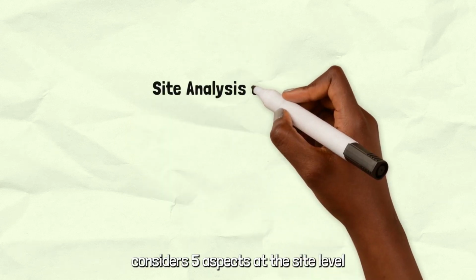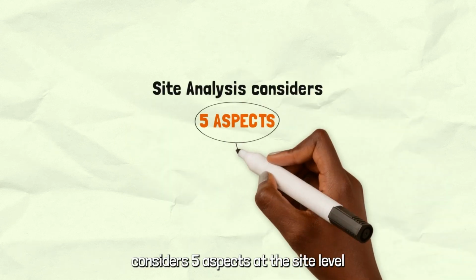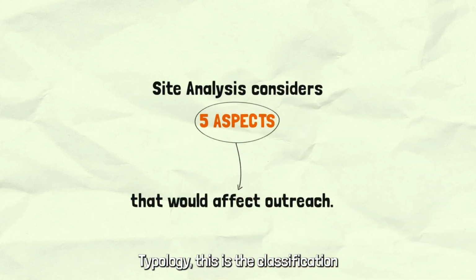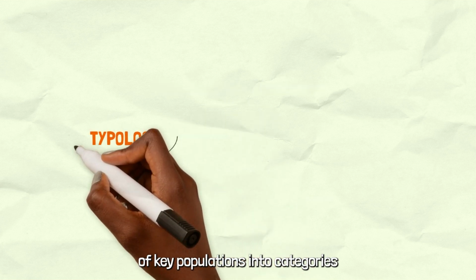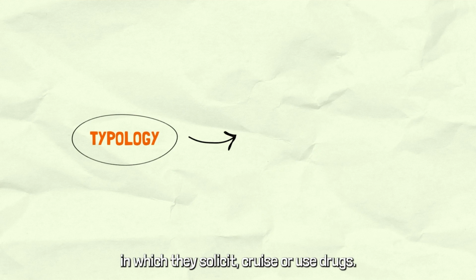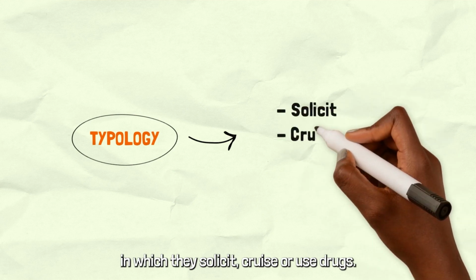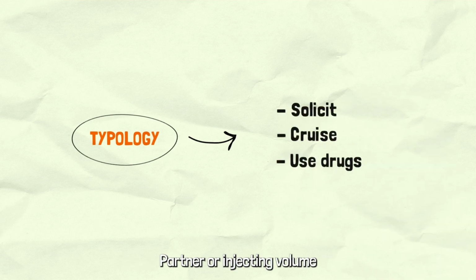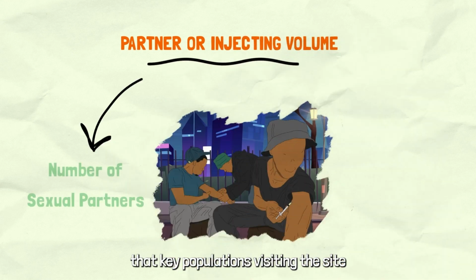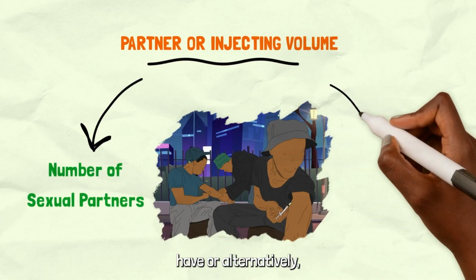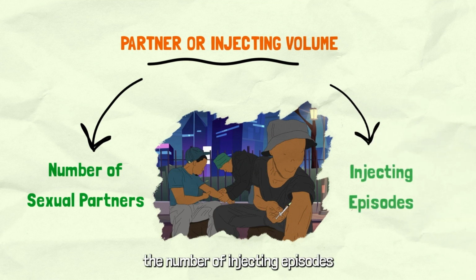Site analysis considers 5 aspects at the site level that would affect outreach. Typology. This is the classification of key populations into categories based on settings in which they solicit, cruise, or use drugs. Partner or injecting volume. This refers to the number of clients that key populations visiting the site have, or alternatively, the number of injecting episodes for people who inject drugs.